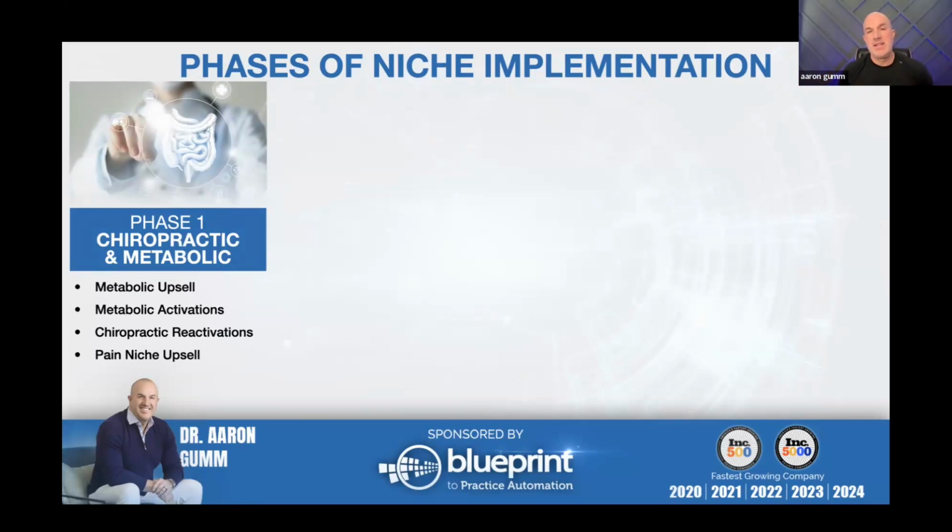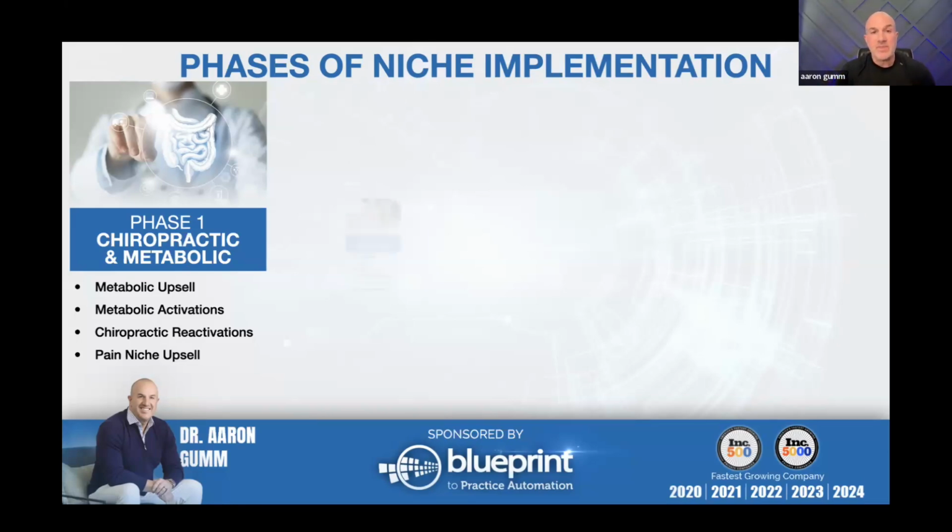Are we maximizing the lifetime value of our current chiropractic patient? Can we add metabolic to our new chiropractic patients and existing chiropractic list? Can we upsell them into pain niches? Those are the first two strategies that we went over in the BPA revenue pyramid.